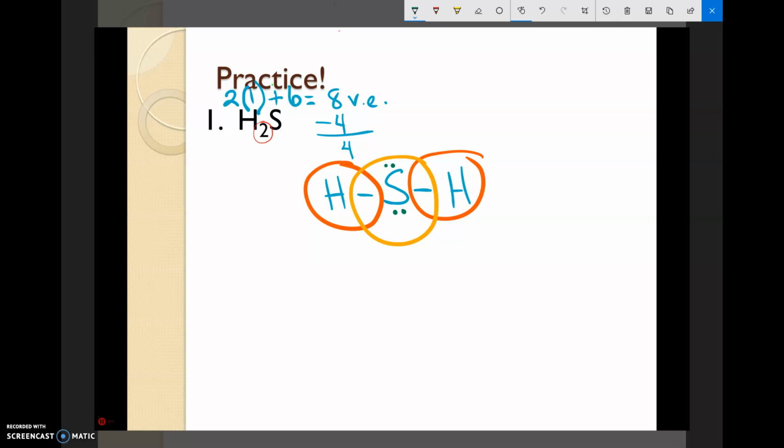So now let's double check. The left hydrogen still has 2. The right hydrogen still has 2 valence electrons. This sulfur now has 2, 4, 6, 8, which is what it wants. And now, have we used the total of 8? If we have anything higher or less than 8, then we know we have to look at our structure again. So right here we have 2, 4, 6, 8. That means it's good. If I write this over again so it looks better, this is what our Lewis structure for hydrosulfuric acid would look like.